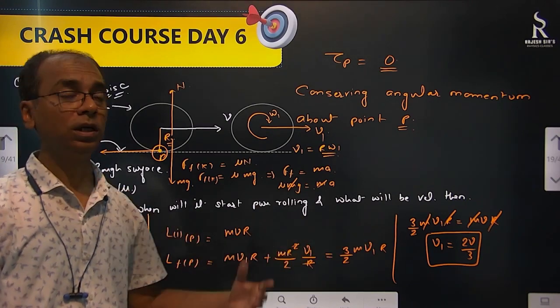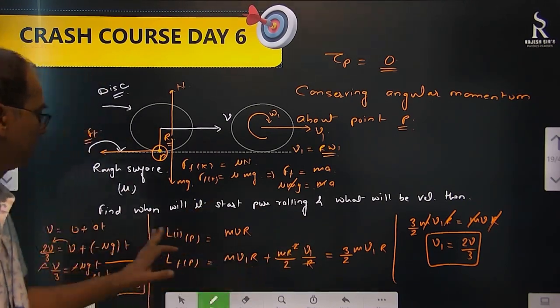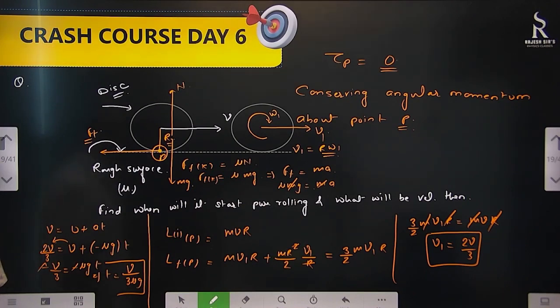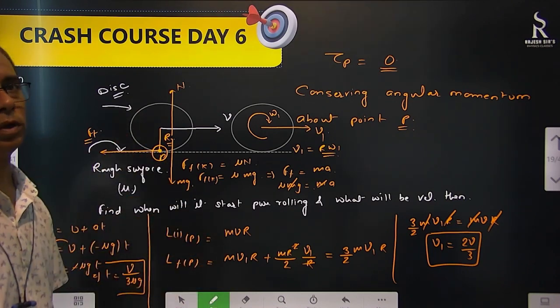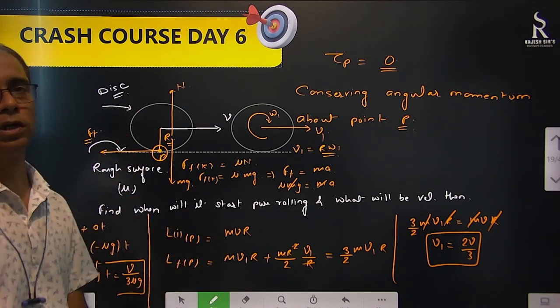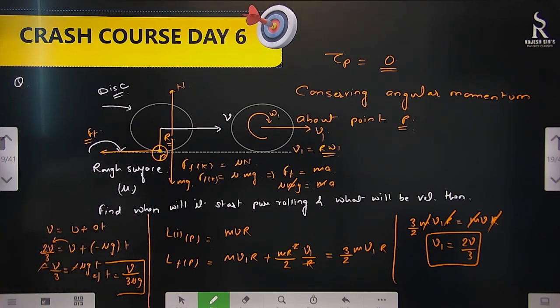First we found velocity by conserving angular momentum and then we found time. Easy. Okay. Now we'll use this one more time, but I am going to frame the question in a different way. See, is this clear? Any doubts, students?